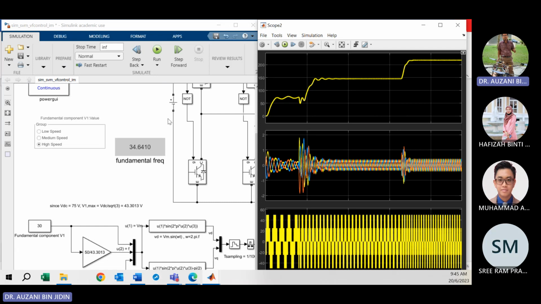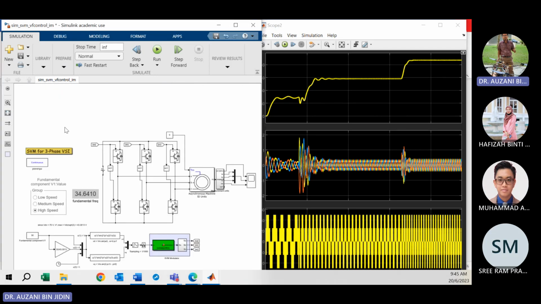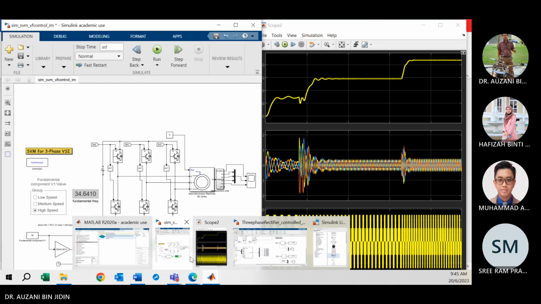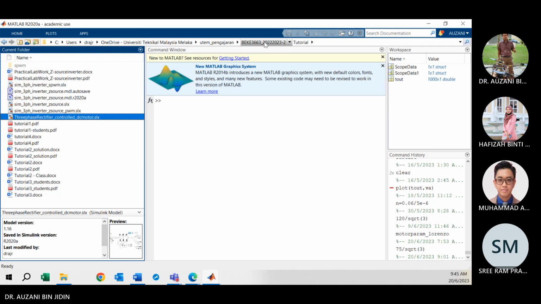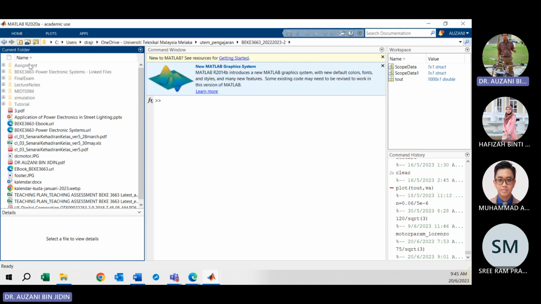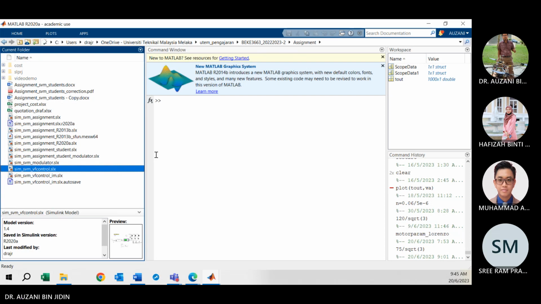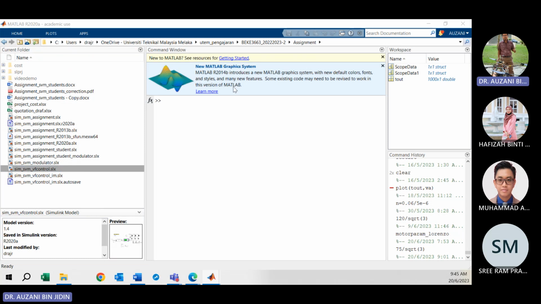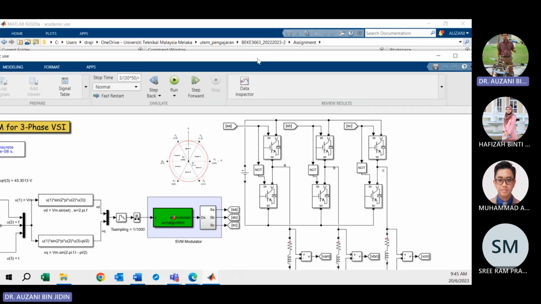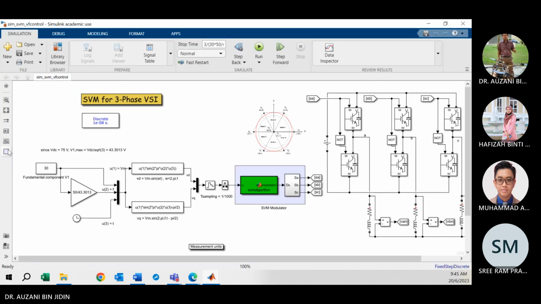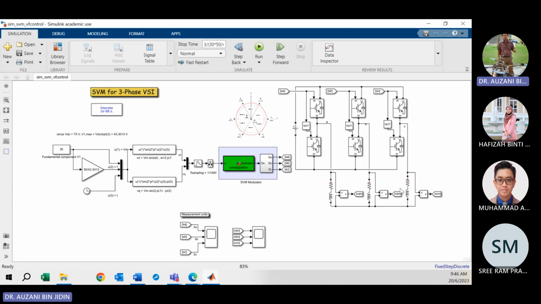For your assignment, you no need to model this part. This is just for your knowledge. But to compare the experiment result, I think I need to open the assignment file first. Okay, this. And no need to put the motor. You can represent the motor using R load or RL, just a passive load. So this is your control algorithm, SVM. Here is the load. You just use maybe R load only, okay. Clear? No need to put the motor.